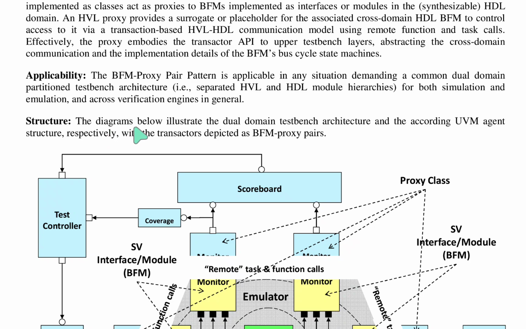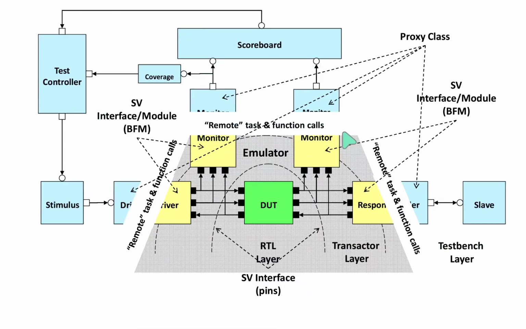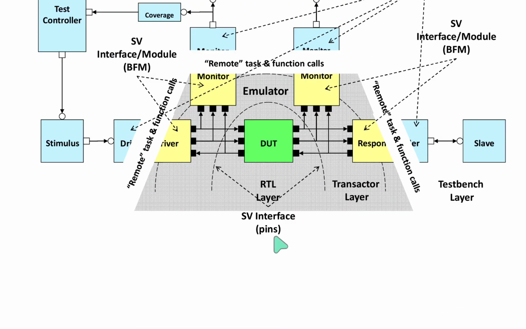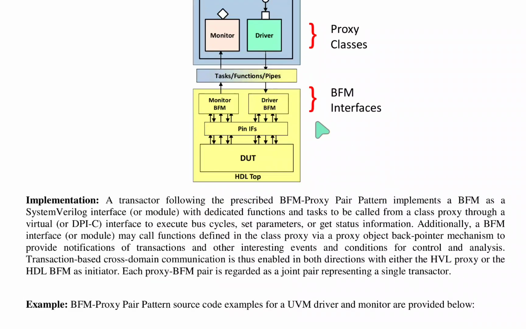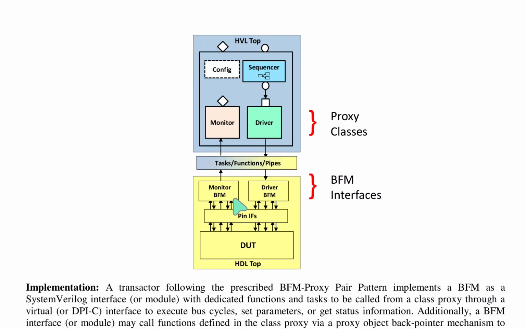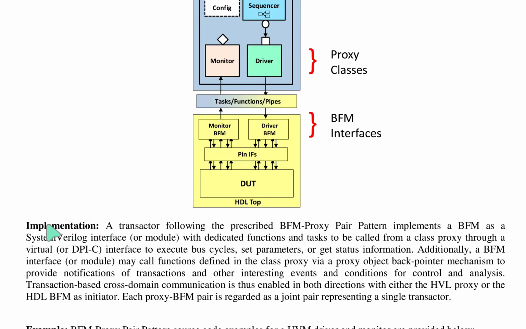Structure. The diagrams below illustrate the dual domain test bench architecture and the UVM agent structure, respectively, with the transducers depicted as BFM proxy pairs, as well as interfaces, pins, and the HVL tops and HDL tops.